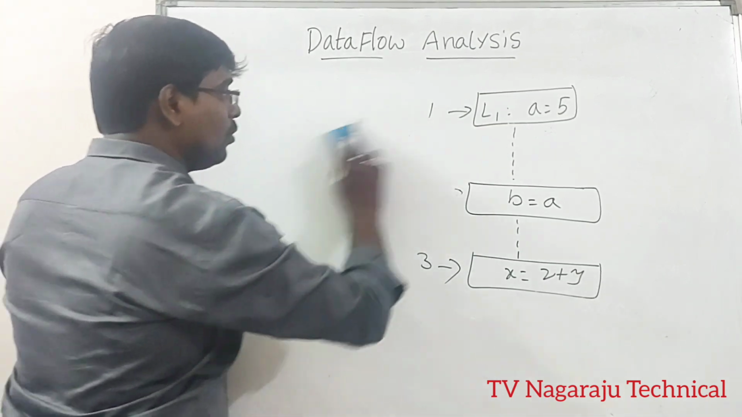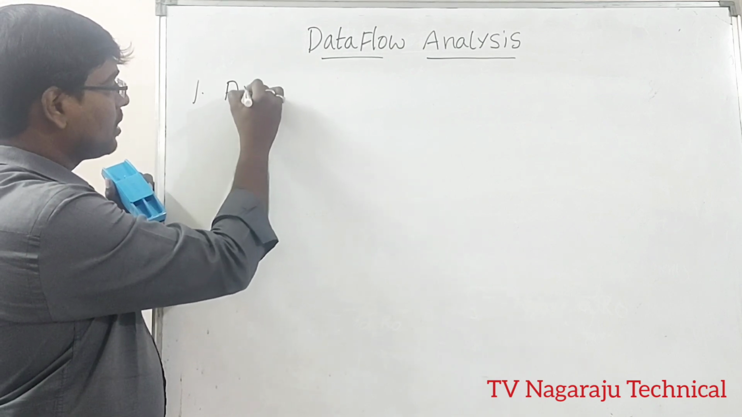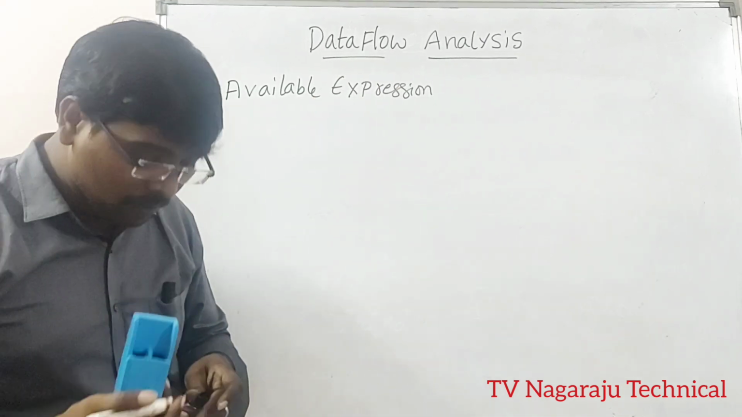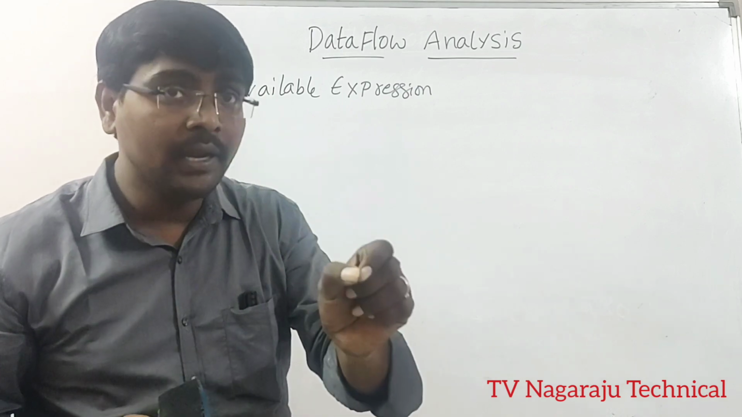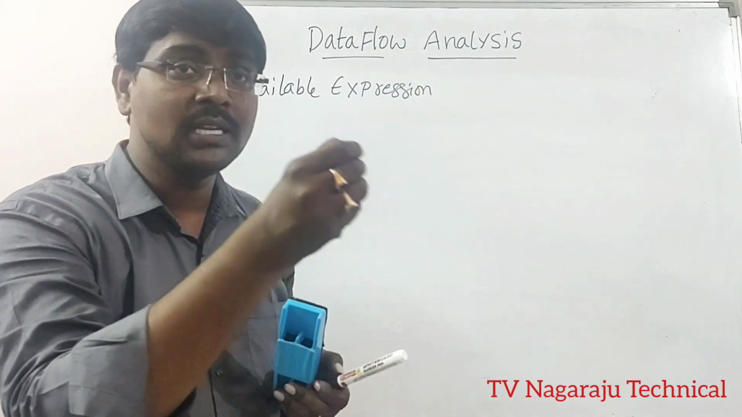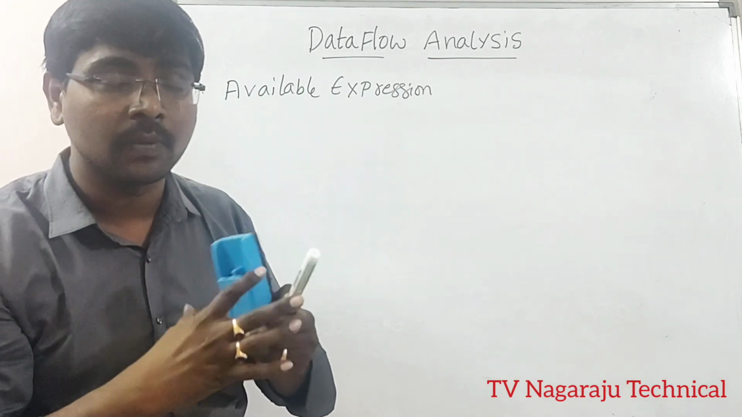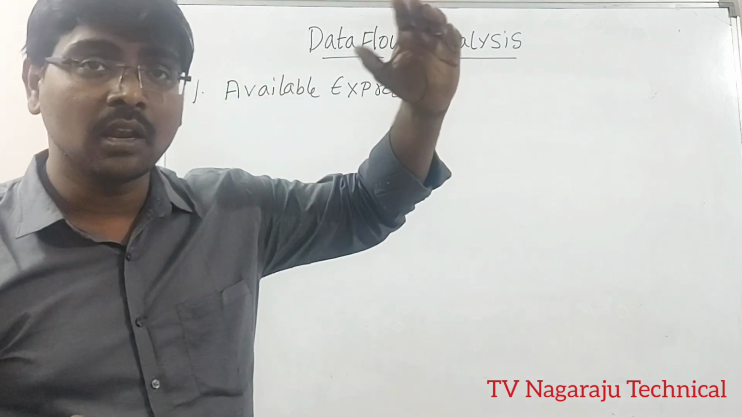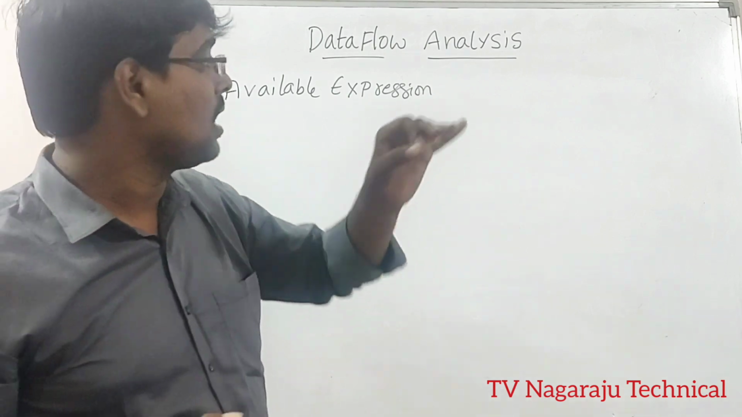Now finally we are moving to the properties of data flow analysis. First one, available expression. Available expression means a point in the program where an expression is available, meaning the value is already computed and we are reusing it, without any changes. That is called an available expression.